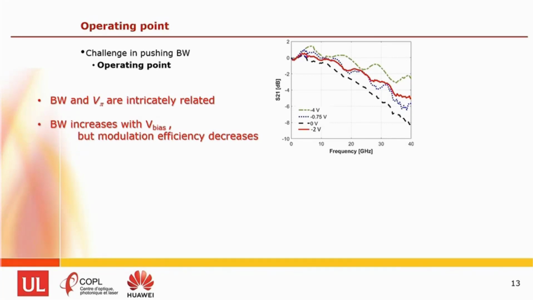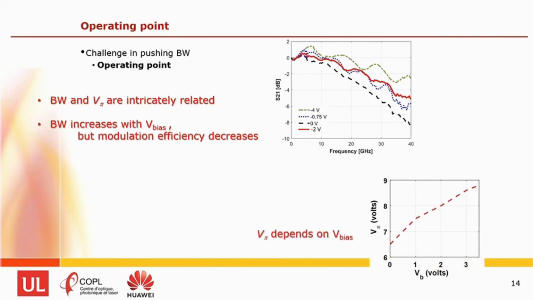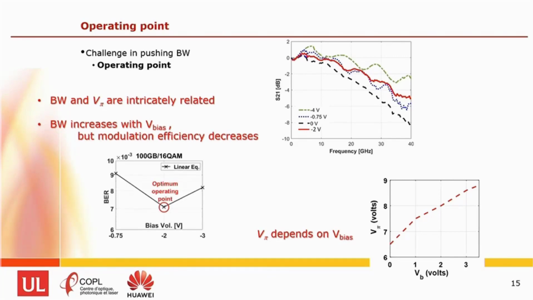The problem is that when you adjust the bias, you adjust not just the bandwidth, but also the Vπ of the modulator, which is different from other materials. So, for instance, you might increase the bandwidth by your choice of V-bias, but the Vπ depends on V-bias, and you might actually decrease your modulation efficiency. So even when you start off, the first time you manipulate your modulator, you have to find a good bias. So the first thing we do, depending on the baud rate and the modulation format we're looking for, is find a good trade-off, looking at the bit error rate, on what would be a good bias. So that's our first point.